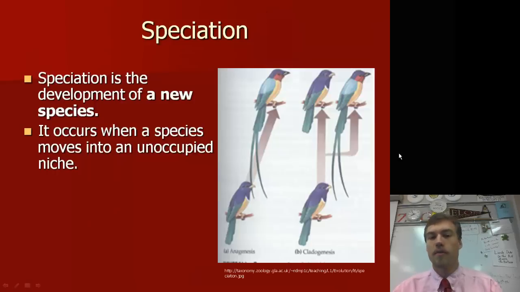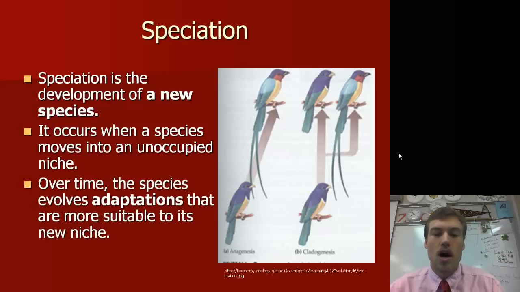Speciation is the development of a new species. I kind of mentioned that before. It occurs when a species moves into an unoccupied niche, right? It's going to be changing into that new species. Over time, the species evolves adaptations that are more suitable to its niche. So adaptations, you can think of them as being like traits, okay? It's just another word for traits. And they occur based on whatever niche you particularly have.